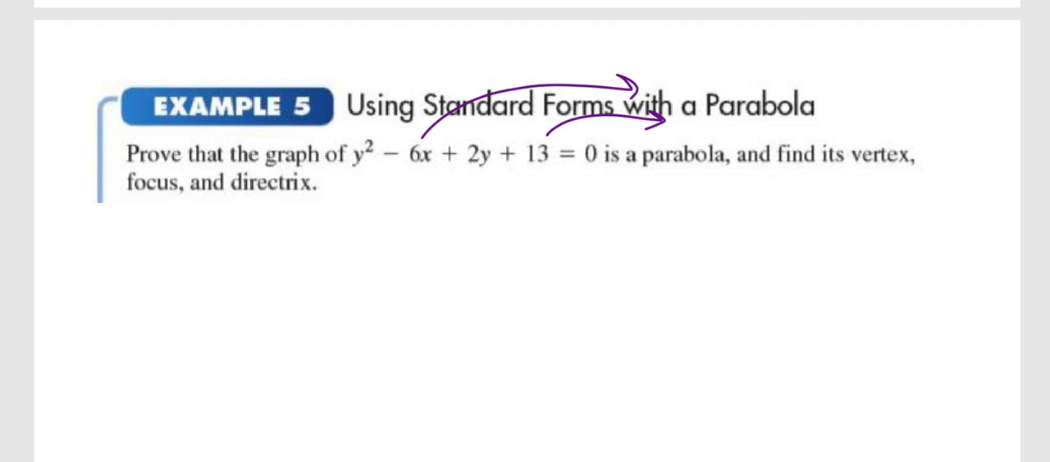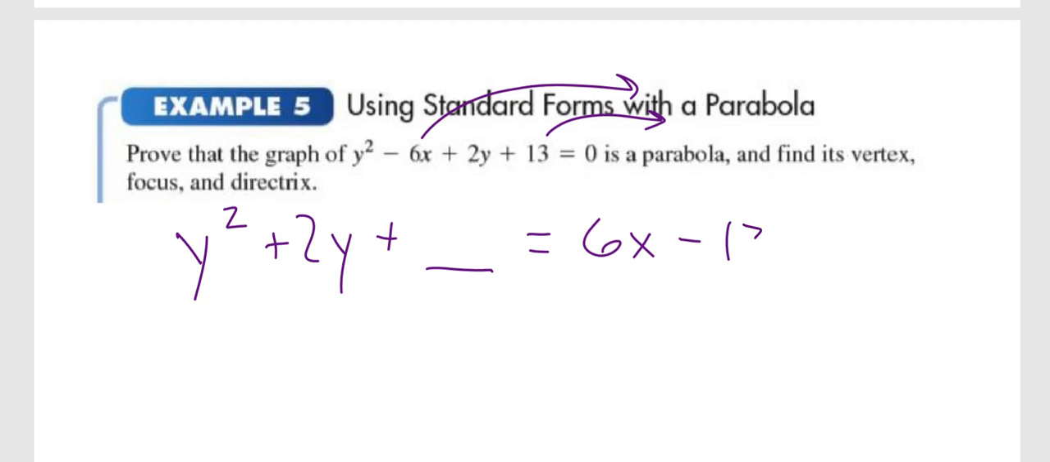My next question is this. Why did I move the 6x to the other side? We have x's and y's at the same time. What are we truly trying to complete? The square. Of what? Of the y's. So the x is in my way. So now we're going to have y squared plus 2y plus blank equals, and then on the other side we have a 6x minus 13.